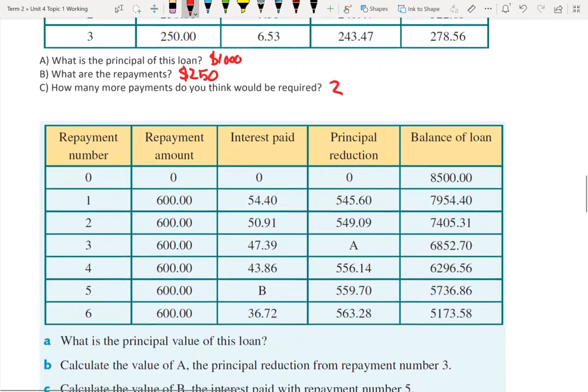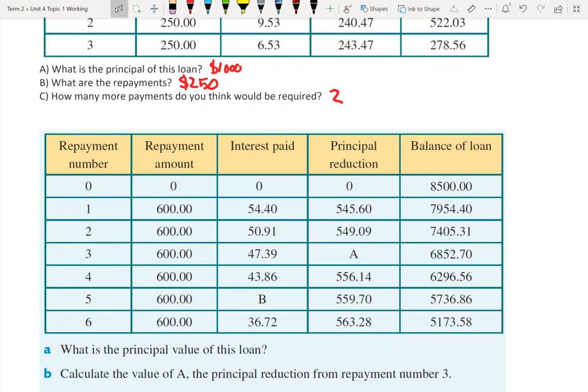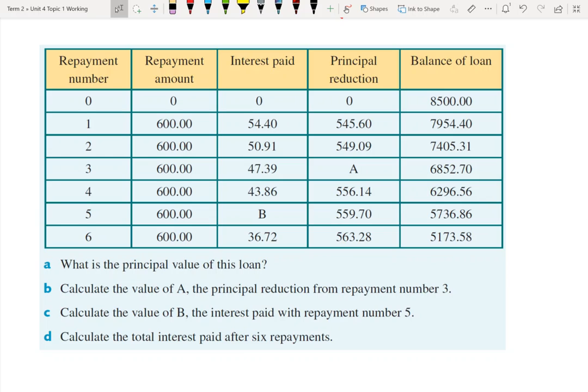Okay, so let's have a look at another repayment schedule. So this is going to ask us, let's jump ahead here. What is the principal value of the loan? Well, looking at this table, all I've got to do is look at that first row and see the original balance, $8,500. Okay. So B, calculate the value of A, the principal reduction from repayment number 3.